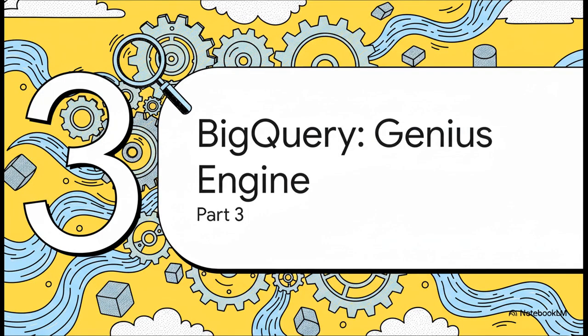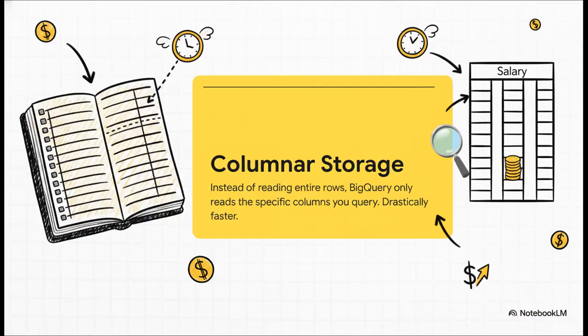All right, so if GCS is the warehouse, then BigQuery is the super intelligent, genius robot that can find and analyze anything in that warehouse in seconds. This is not your average database. It's a massively powerful analytics engine. So what's its first secret to being so fast? It's something called columnar storage.